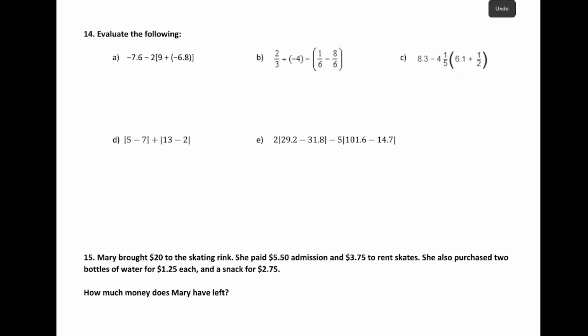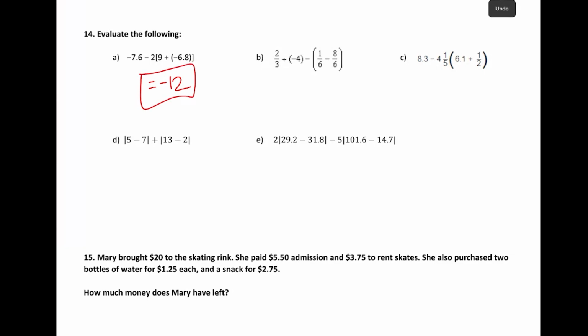So A, I'm just going to type this in directly. There's not really a lot for me to expand on here. I'm typing just the whole thing. So negative 7.6 minus 2 times in parentheses 9 plus negative 6.8. And I would just type this in exactly how it looks. You should get negative 12.